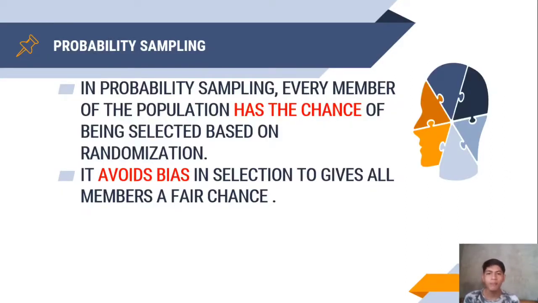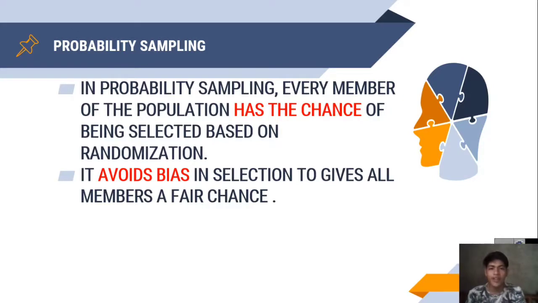In probability sampling, every member of the population has the chance of being selected based on randomization. It avoids bias in selection to give all members a fair chance. So dito, lahat ng members ay may equal chance to be part of the study. It means fair ang laban, walang bias, walang lamangan, because it uses the principle of randomization to get the sample. Ibig sabihin, hindi basta-bastang kinukuha ang mga sample dahil may sinusunod itong process of this type of techniques.